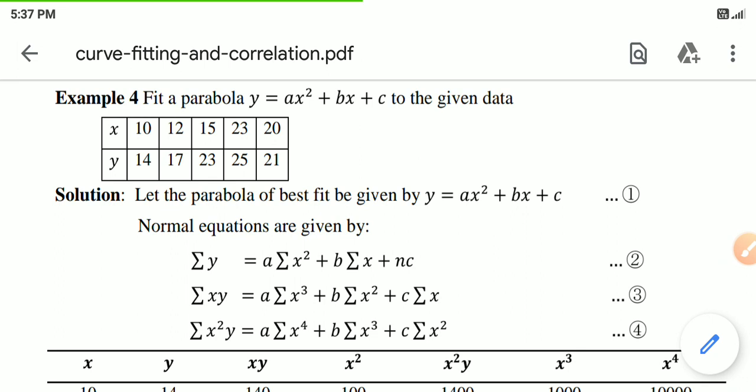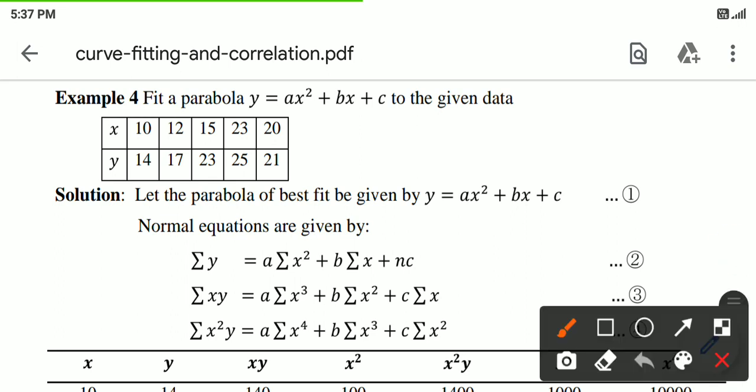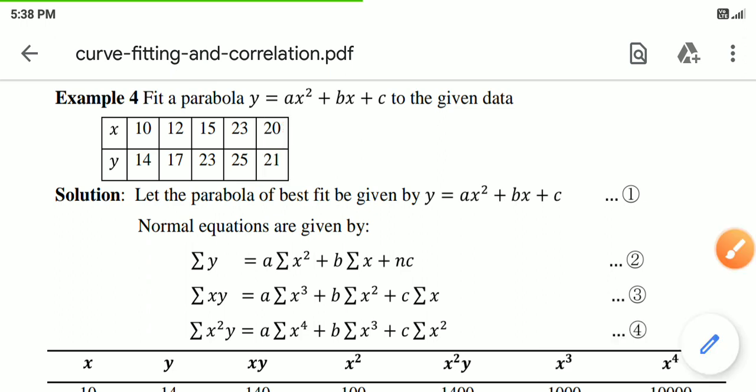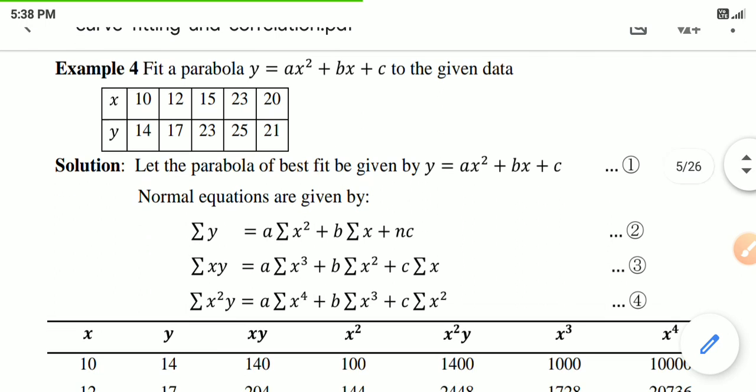If value of x is 10, then value of y is 14, value of x is 12, then value of y is 17, value of x is 15, then value of y is 23. If value of x is 23, then value of y is 25, value of x is 20, then value of y is 21. In this data you have to fit a parabola curve. So let us start the solution.